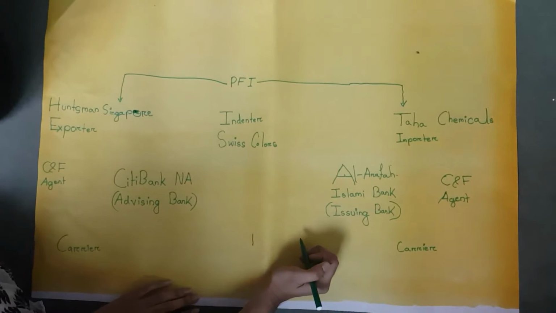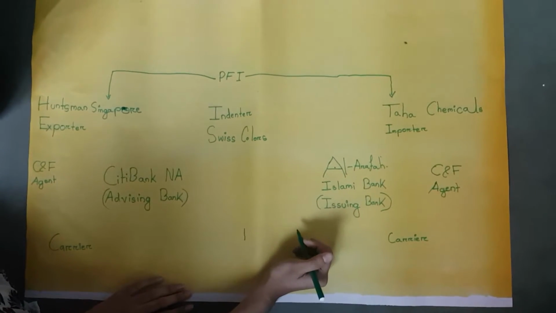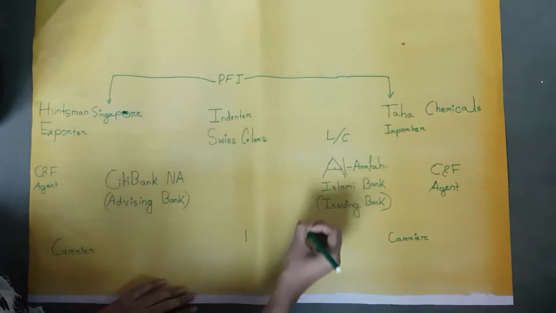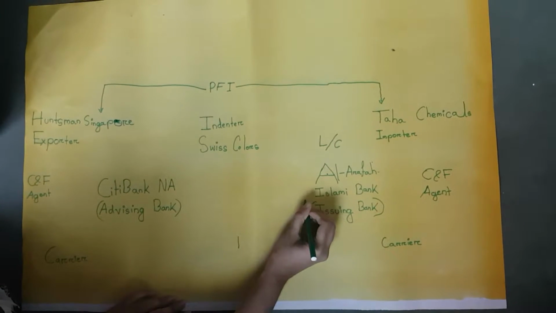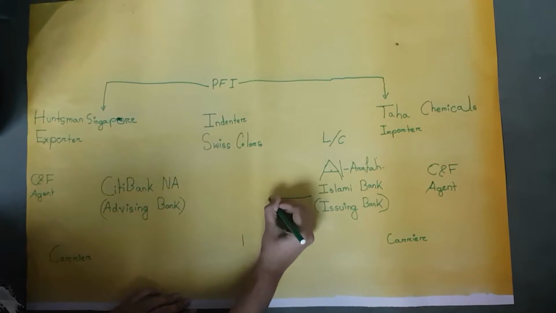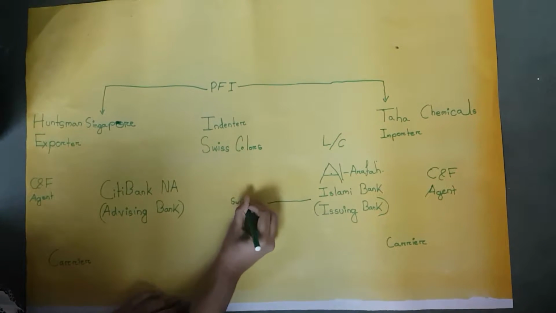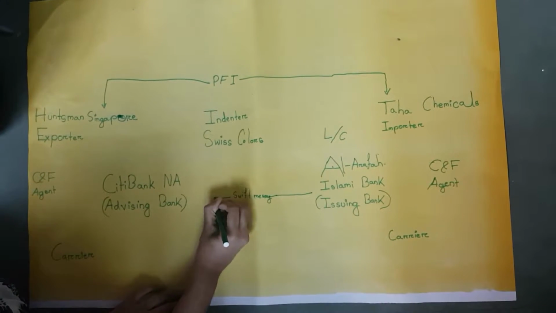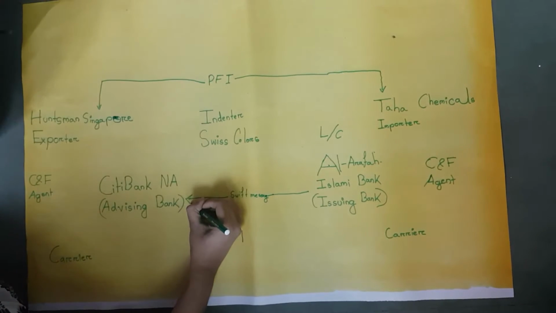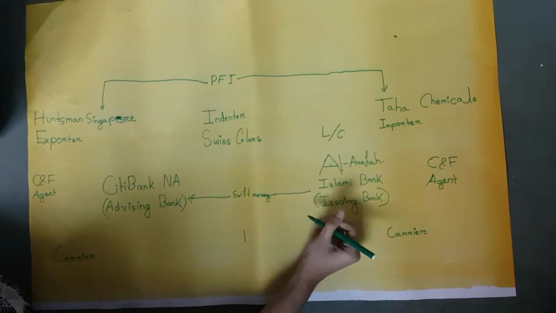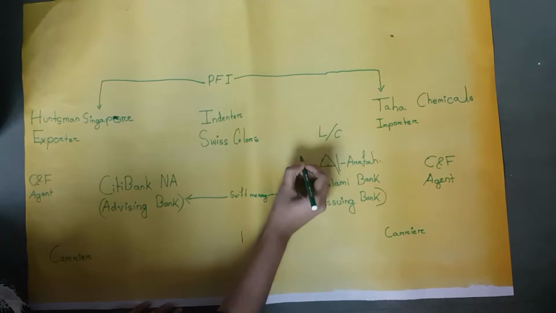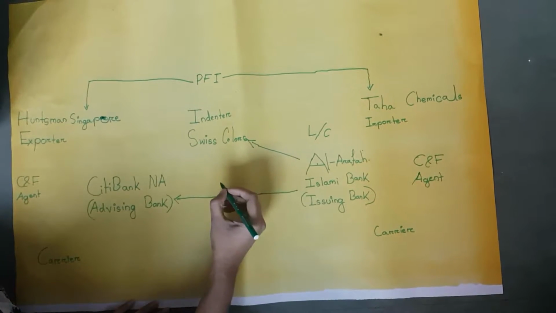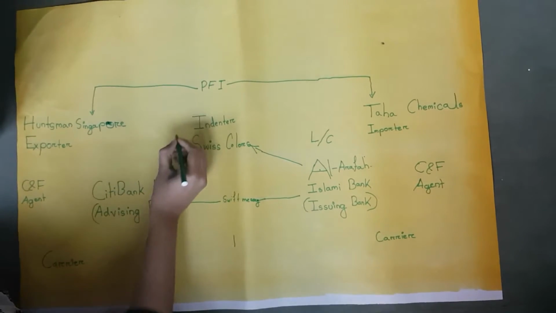After the order confirmation, the importer's bank, Al Arafa Islami Bank, will issue the LC copy. Then it will send the SWIFT message to the advising bank, Citibank NA Singapore. But Swisscolor will collect the LC copy from the issuer's bank to make the work process faster, and will confirm the LC and send it to Huntsman Singapore.